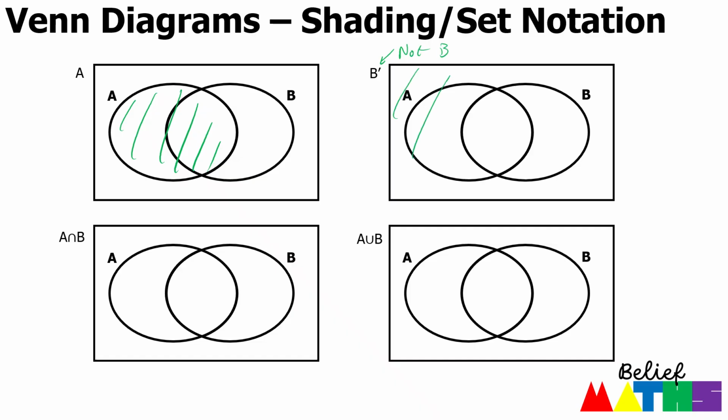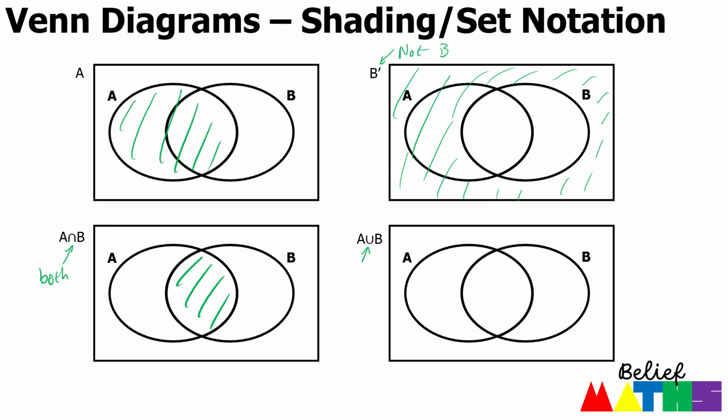Okay, so it's everything outside of B, so it's all the way around here, and even the intersection is included because it has to be outside of B, so we do not include the intersection. This next one, the intersection, this means both, so it's in both A and B, so it's just this section.